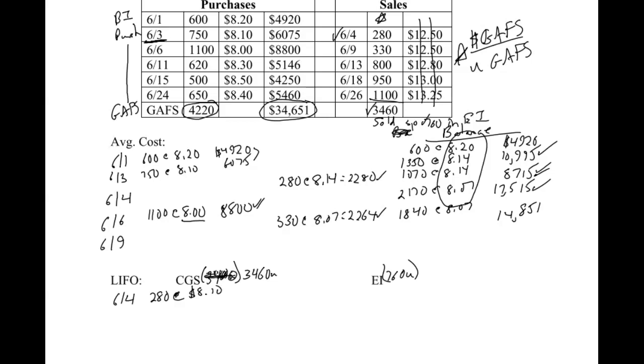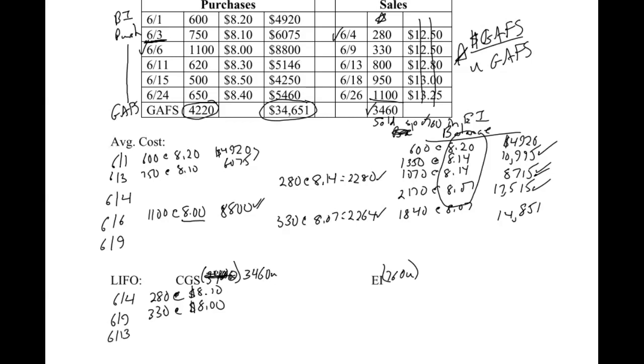All right, let's go to June 9th. So on June 9th, up here, we've had this purchase as well. So we sold 330, but we have this big purchase here of 1,100. So this 330 that is sold is going to be made up of the 1,100 that were bought at $8. Okay, so that takes care of that sale. All right, so on 6/13, okay, so this adds a new dynamic here.